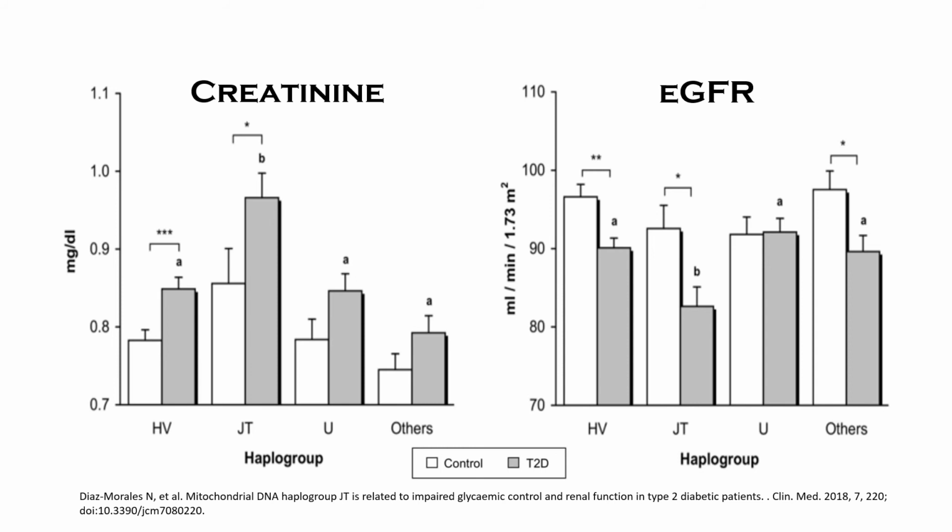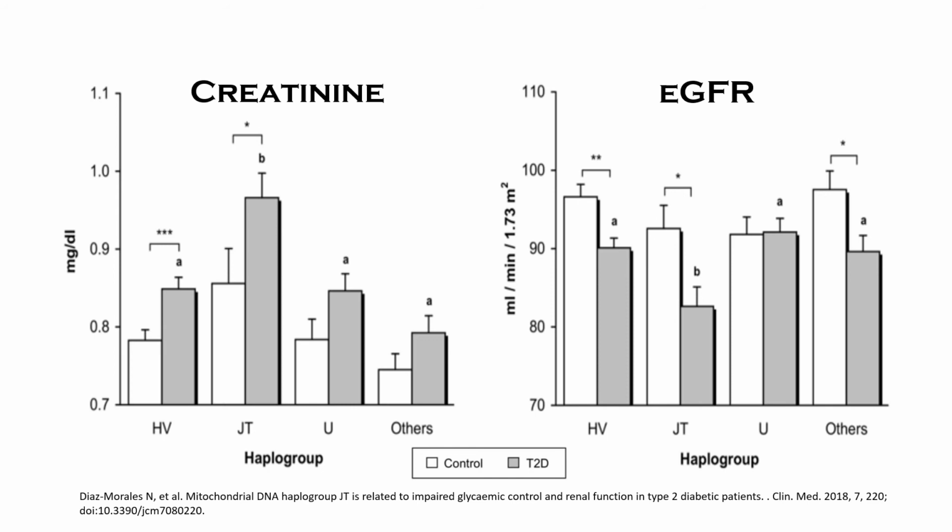Control subjects, as expected, did not reveal statistically significant differences in kidney function according to haplogroups, obviously because they are all healthy and their kidney function is normal. In diabetic patients, additionally, urinary albumin to creatinine ratio was slightly higher in the JT group than in those belonging to the other haplogroups. However, this difference did not reach statistical significance.